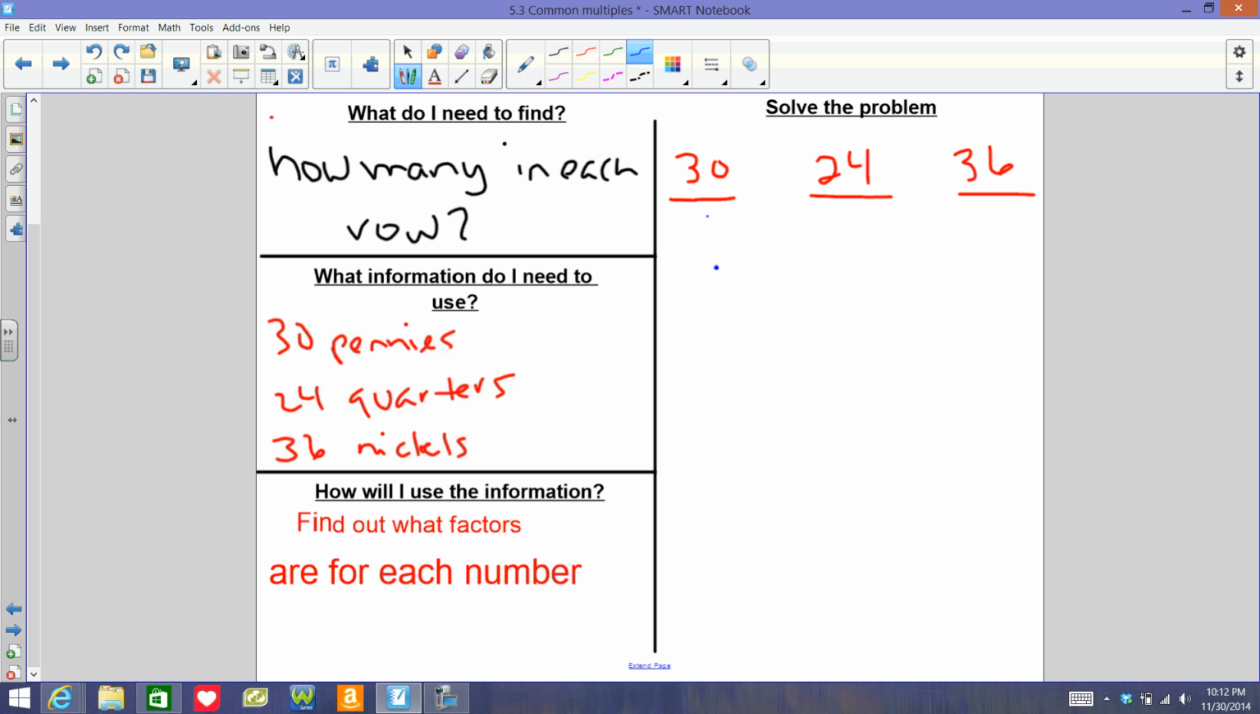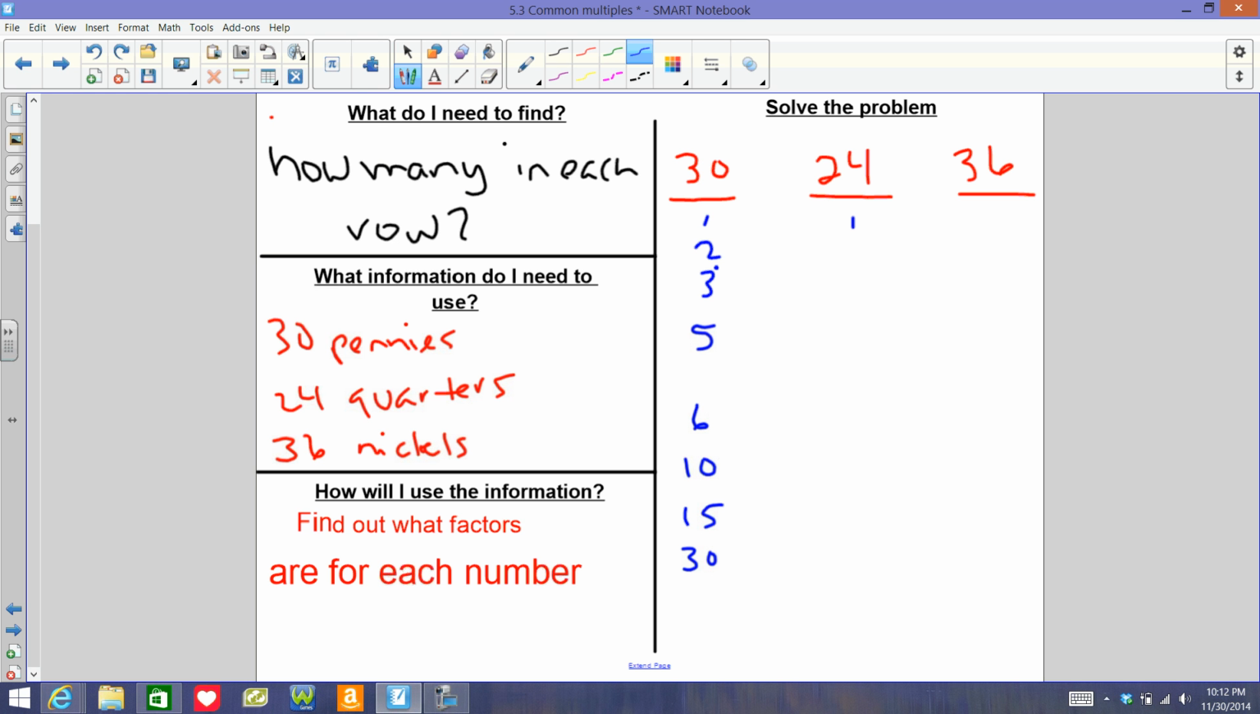So 30 is going to be 1 and 30, right? 2 and 15. What else can 30 be divided by? 3 and 10. Can 4 go into 30? No, we can do 5 though, right? 5 goes into 30 6 times. 6 is there. 7 can't go into 30. 8, 9, and then we're just going to start repeating numbers of 10, 15, and 30. So those should be the factors of 30.